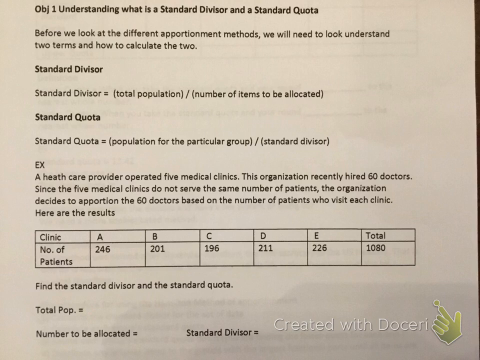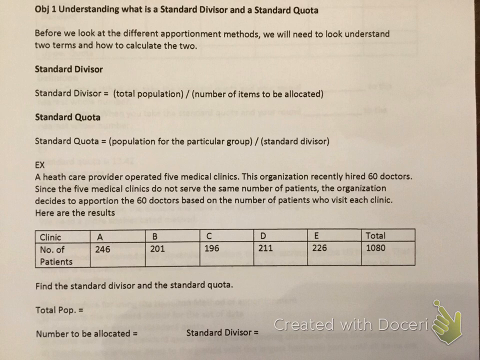A healthcare provider is operating 5 medical clinics. This organization recently hired 60 doctors. Since the 5 medical clinics do not serve the same number of patients, the organization decides to apportion the 60 doctors based on the number of patients who visit each clinic. Here are the results. In Clinic A, they had 246 patients. In Clinic B, they have 201 patients. In Clinic C, they have 196, Clinic D, 211, Clinic E, 226, which gives a total of 1,080 patients. Find the standard divisor and the standard quota.